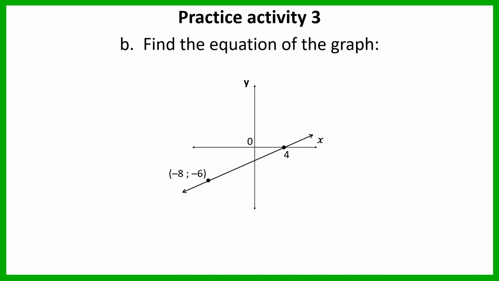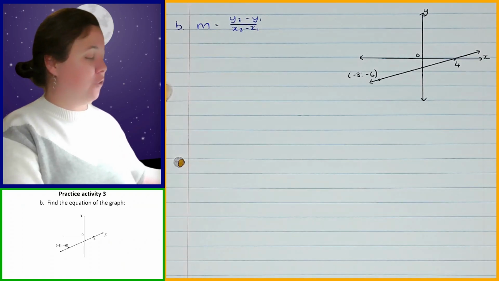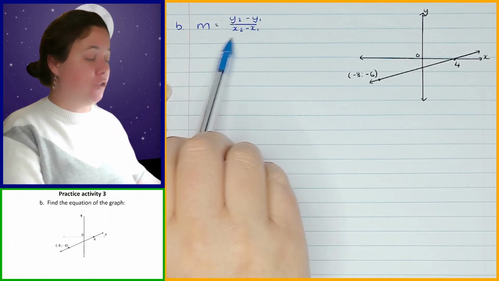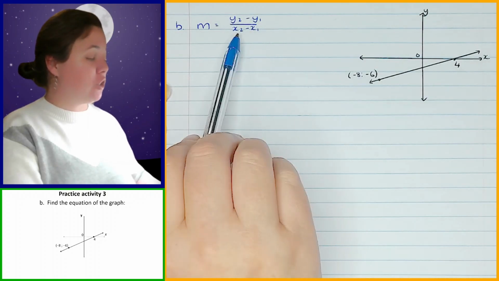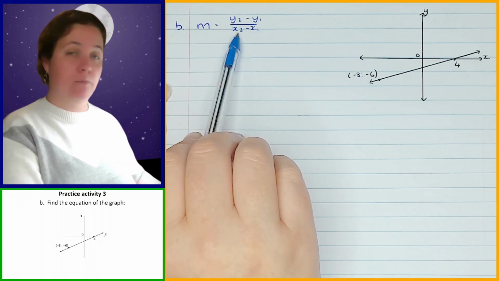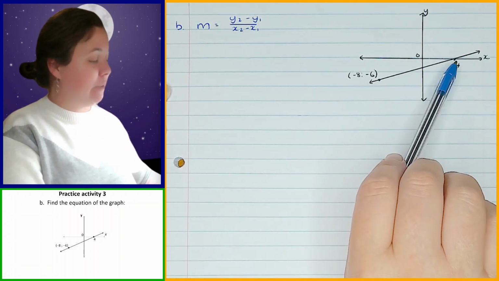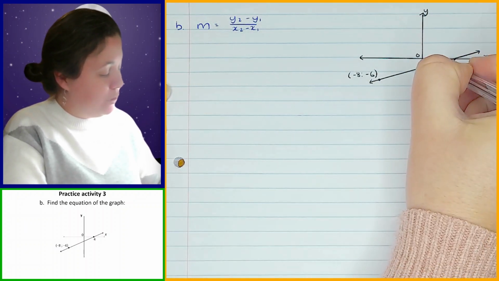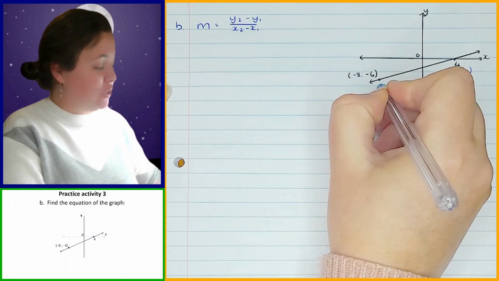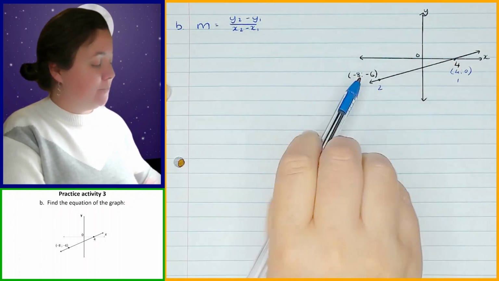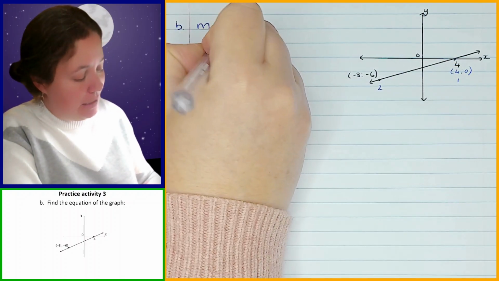Okay, so let's go through that question and see what you should have got. Right, so first of all, I'm going to find my gradient using the formula y2 minus y1 over x2 minus x1. So I need the coordinates of point 2 and the coordinates of point 1. Over here I've got a set of coordinates, and here I'm going to write this as a set of coordinates again, so that's (4, 0). I'm going to make this point 2 and this point 1 because this one has got negatives and that one doesn't.